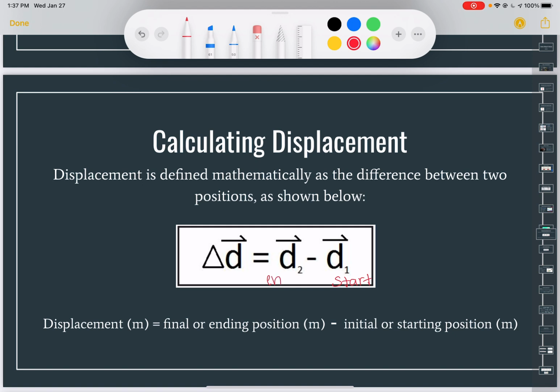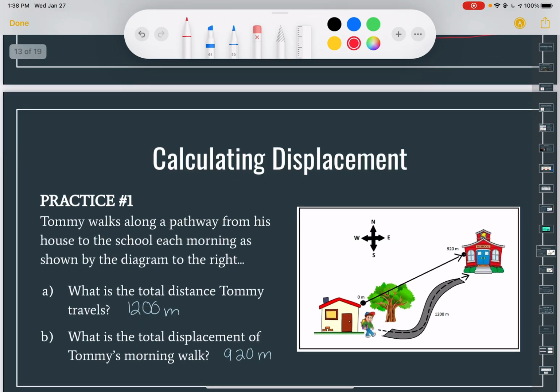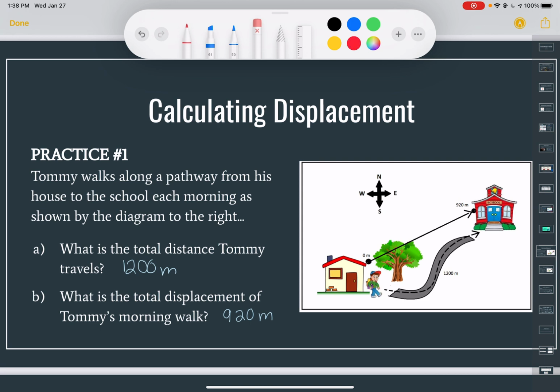And where did you end up? So where you end up, minus where you started, will tell us what your displacement is. So your final or ending position minus your initial position will give us your displacement. So calculating the displacement, we can do this practice.